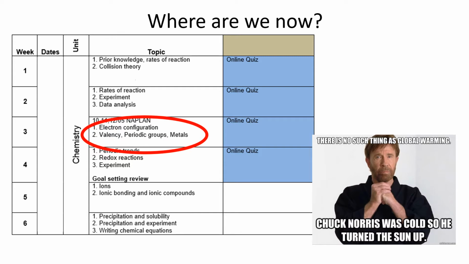On the screen there, I've left the dates blank deliberately because that's our sequence of what we're doing. We've done our experiment last week and all our data analysis. So now we're up to that bit with the red circle there, talking about electron configuration. If you look ahead there, in the coming weeks, you can see what's coming.